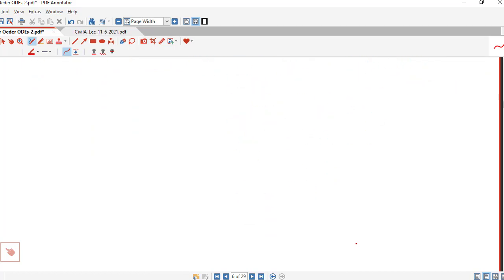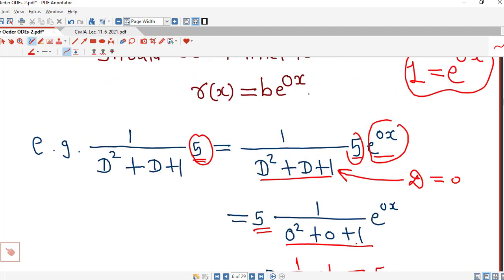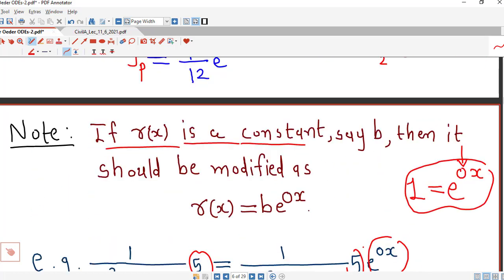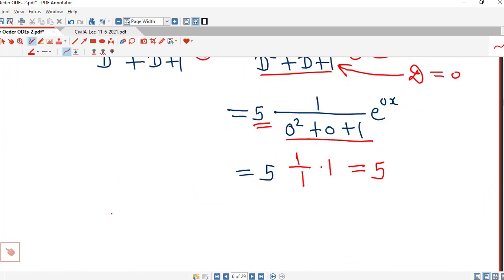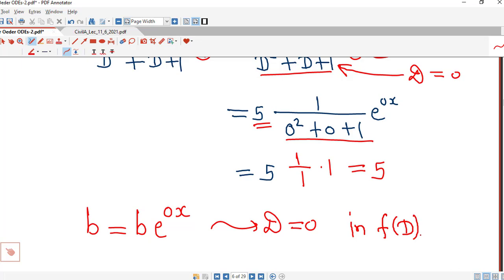So if the right hand side is a constant, suppose we have the right hand side equal to b, then we will rewrite the constant b as b times e raised to 0x, and then we will put D equal to 0 in f of D.